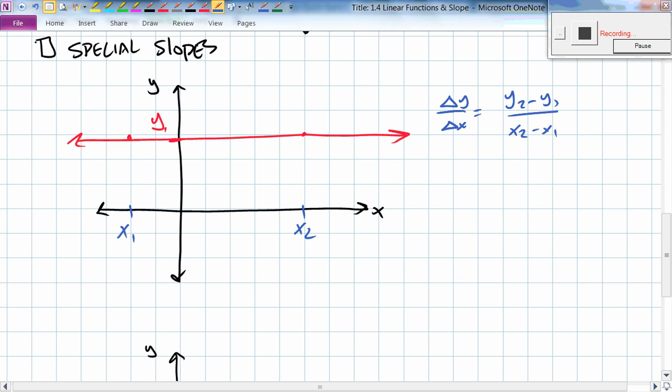Well, what is the difference in the y's of this line right here? How many y's do I have? I only have one y value, right? The output is the same for any x value I have. If the output is the same, then how can I have a change in the y's, right? So therefore, this is going to give me 0 over WC.